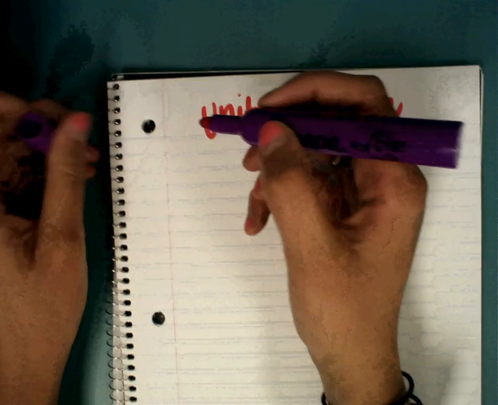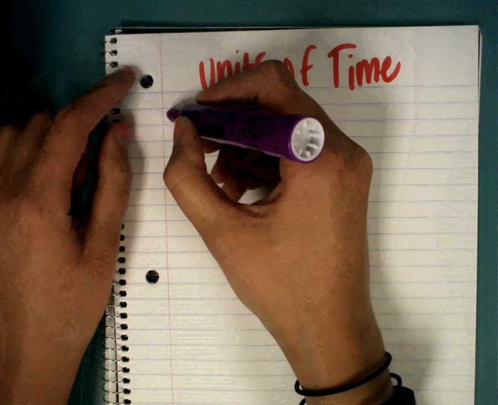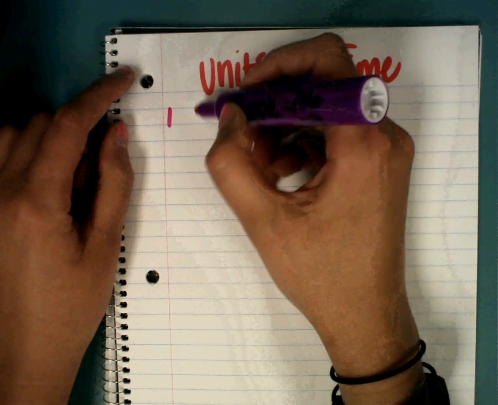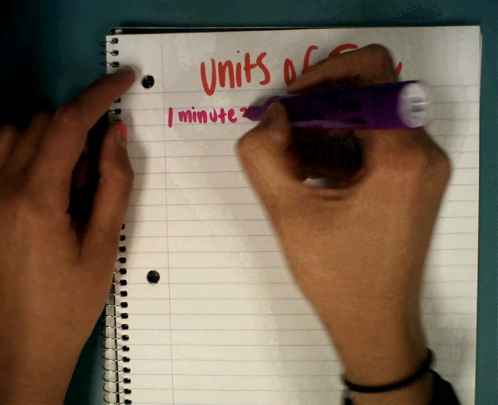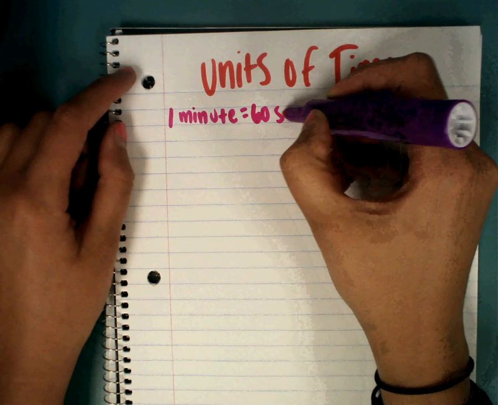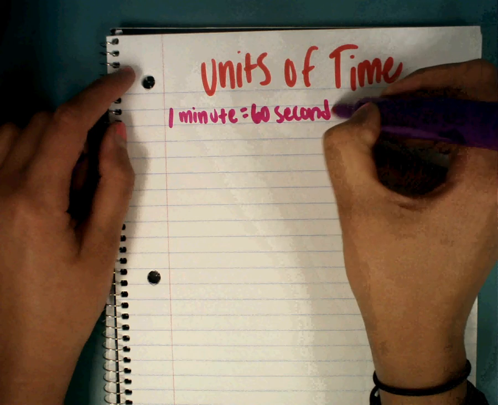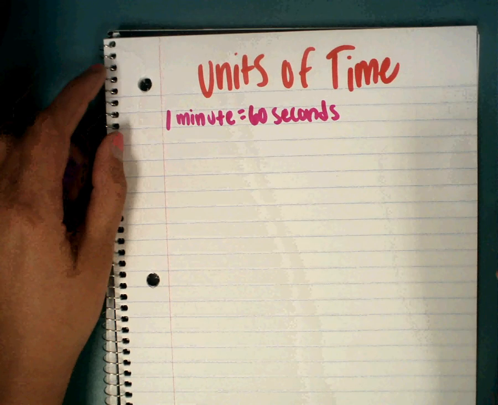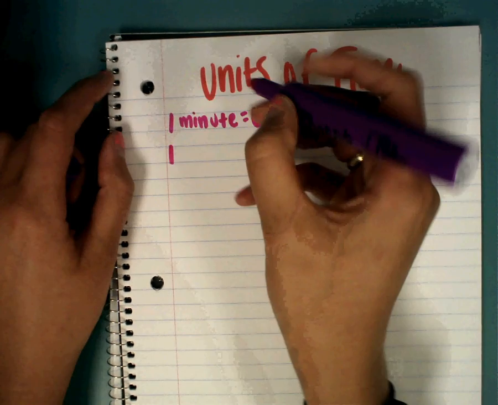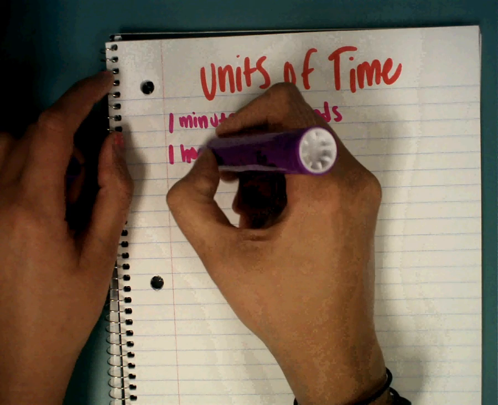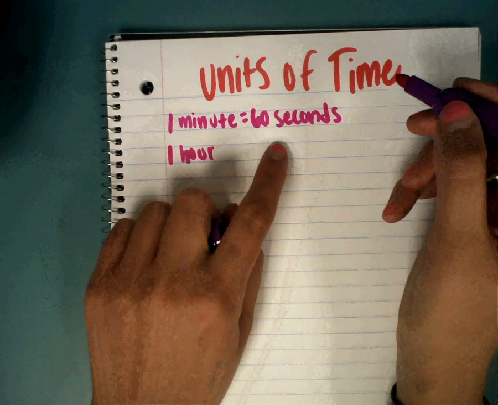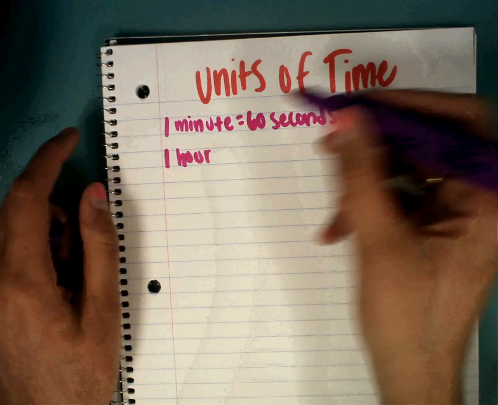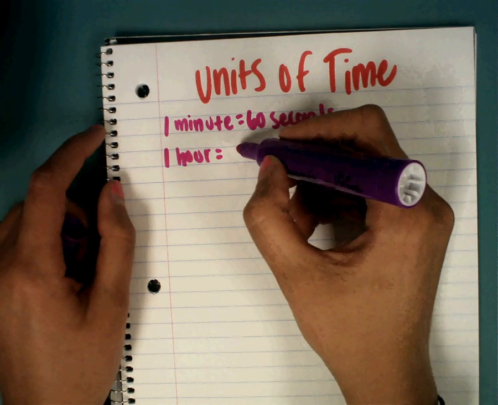So we know that 1 minute equals 60 seconds, right? We know that 1 hour, and I'm just going in order from least to greatest, right? Seconds is the smallest, then minutes, then hours. And 1 hour is equal to how many minutes? 60 minutes.